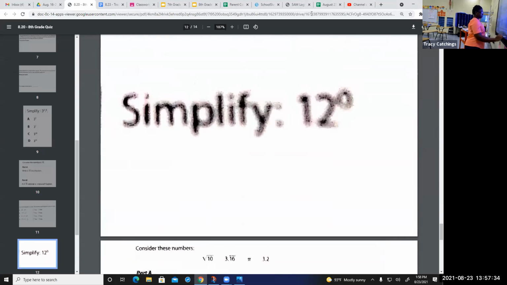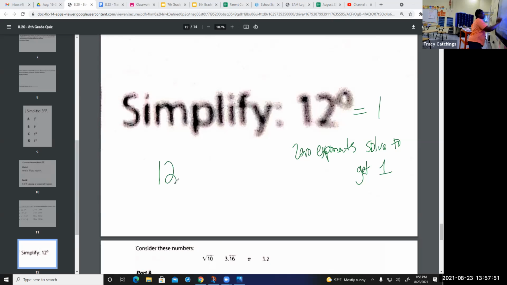All right, the next one says simplify 12 to the 0 power. So it told me that it equals 1 and reminded me that 0 exponents solve to get 1. Some of you said it solved to be 12 to the 1 power. So that's why I tell you, make sure you pay attention to it. Any exponent of 0 will not be rewritten as that. It'll just be 1.